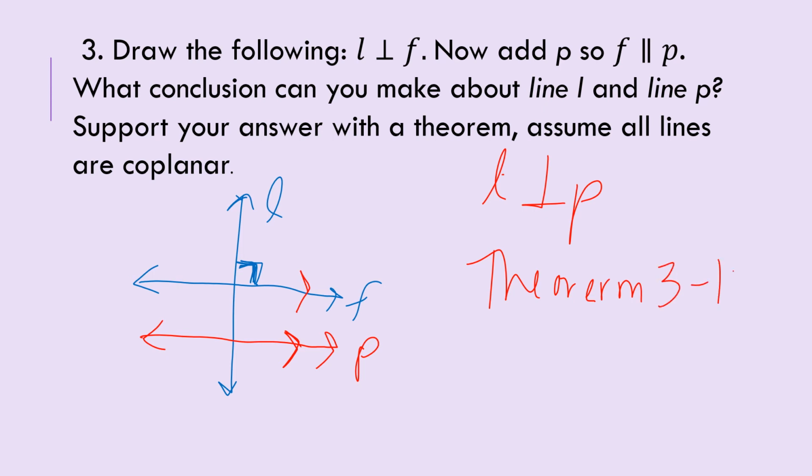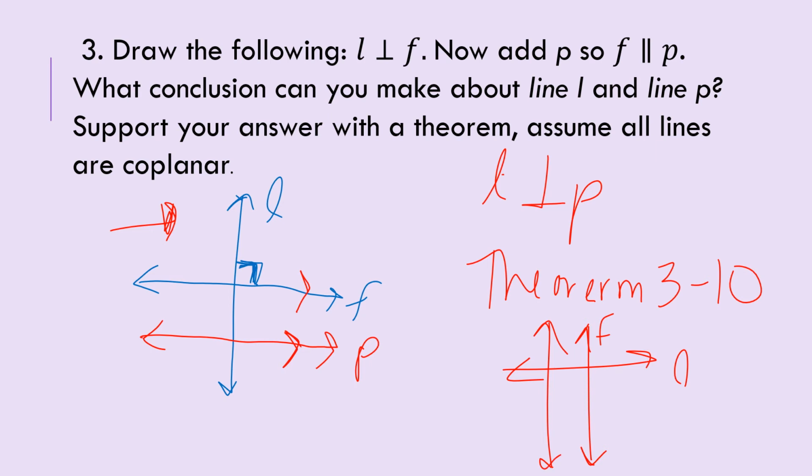So theorem 3-10. You might have written it like this or drawn it like this one here, or you might have flip-flopped it and said L was this way, F was this way, and then drawn P over here. That's fine. Obviously, we're not all going to interpret this in the same way, and you're going to have a little bit of a different picture if you are just doing this on your own, okay?